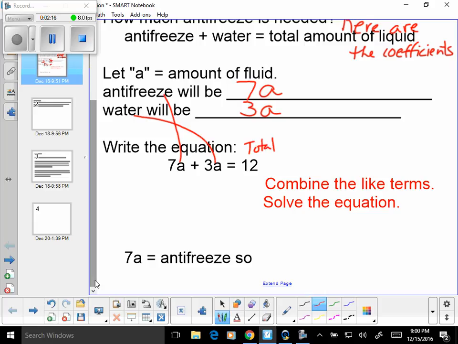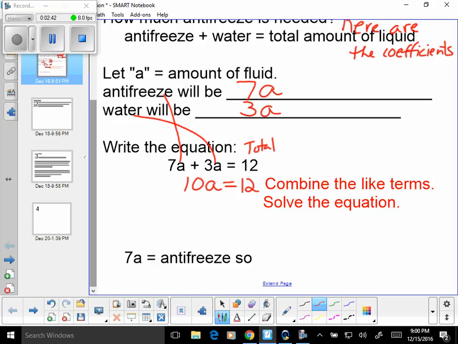Now, this goes back to Chapter 2. I'm going to combine my like terms. 7A plus 3A is 10A, and that's going to equal 12. Now stop and look. If you cover up your 7A plus 3A, you are now down to 10A equals 12. Folks, that's an equation like you've been solving for a couple years already.